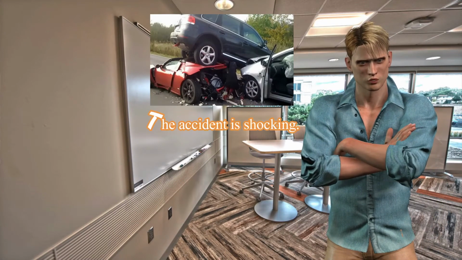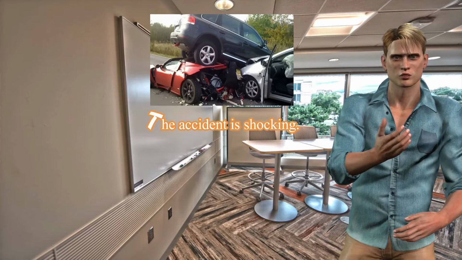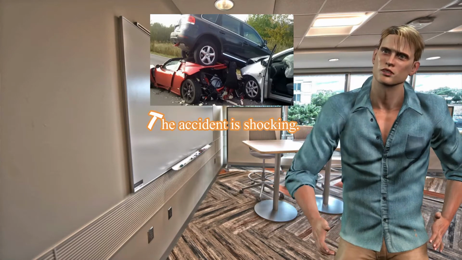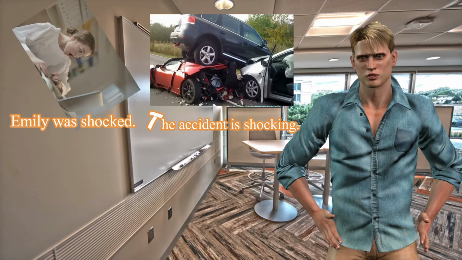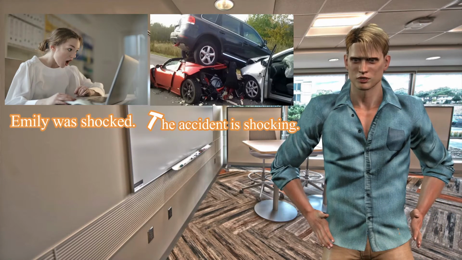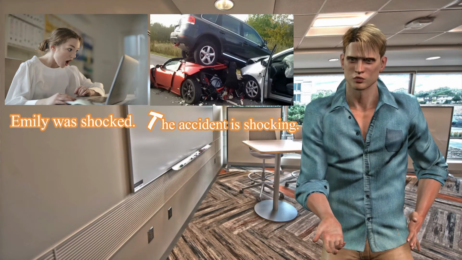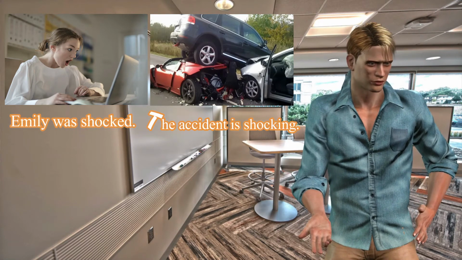The accident is shocking. We used ing adjective here to describe the thing that caused the shock feeling, which is the accident. However, Emily was shocked when she read the news about the accident. Here we used ed adjective to describe Emily's feeling.